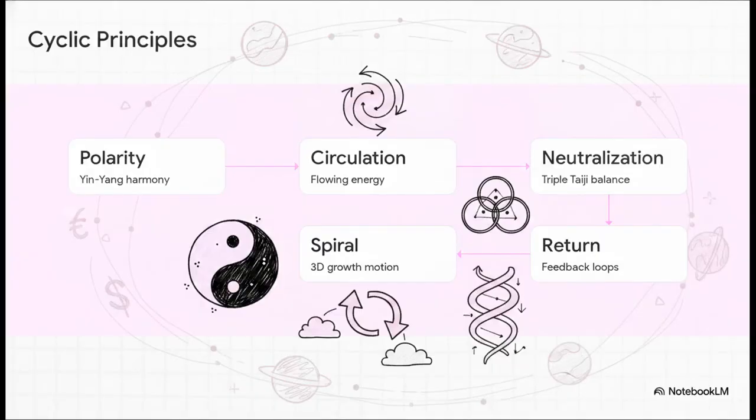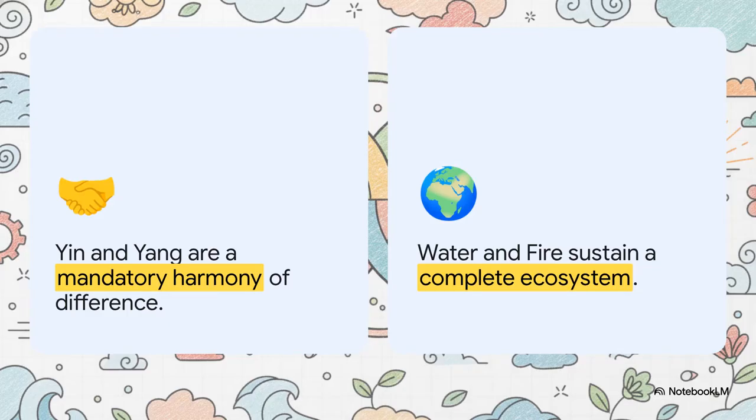Which leads us perfectly into section 3, the 5 cyclic principles. Here are the core mechanics driving everything we're talking about. 1. Polarity. 2. Flowing circulation. 3. Neutralization. 4. Return. And 5. The spiral. We're going to unpack these step by step so you can see exactly how energy, nature, and even our global economies actually flow. Let's start with number 1, polarity.